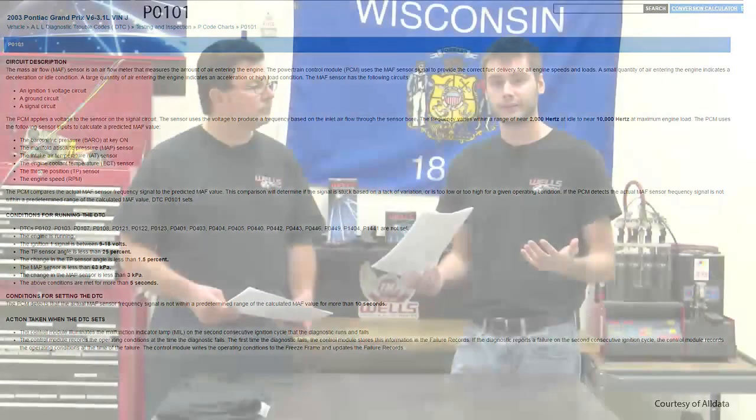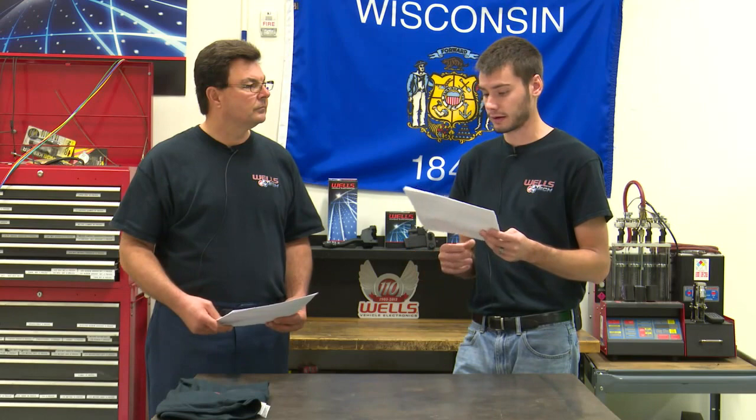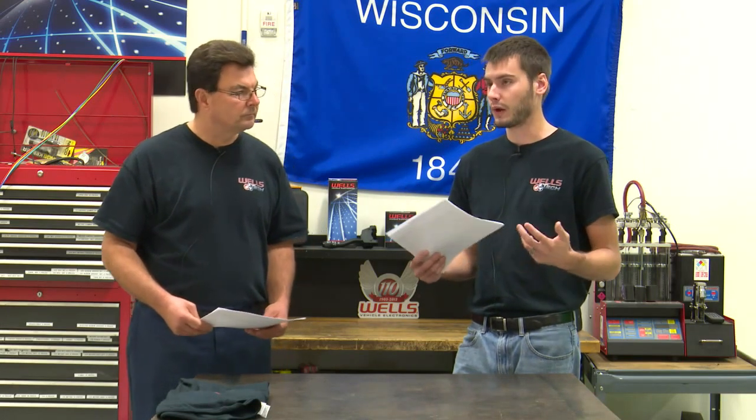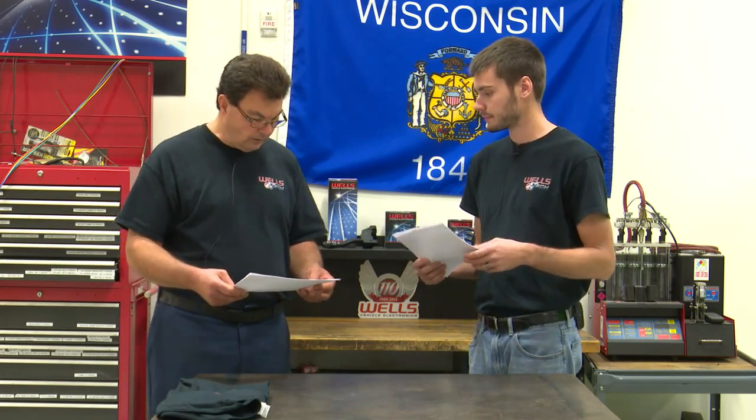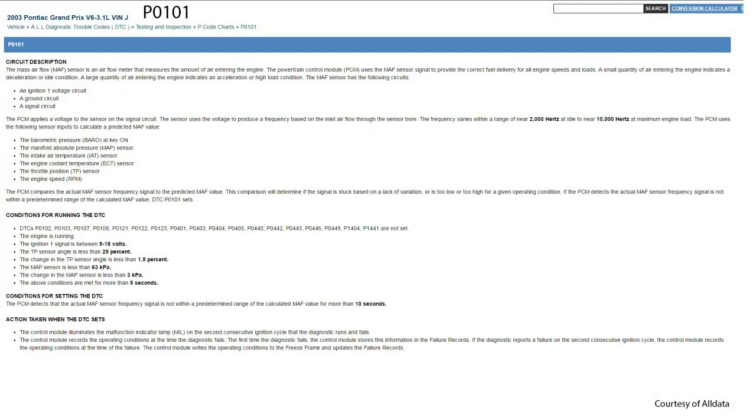So it's going to record freeze frame data when the DTC sets. But when does it test, or what does it need to have in order to test those conditions? Well, that's where you go to conditions for running the DTC. First of all, the engine's got to be running. The ignition signal's got to be between 9 and 18 volts. It can't have any of these codes set either. None of these codes can be set, because if any of these other P codes are set, it's not going to run the P0101 test.